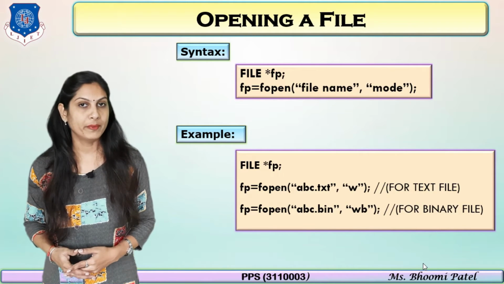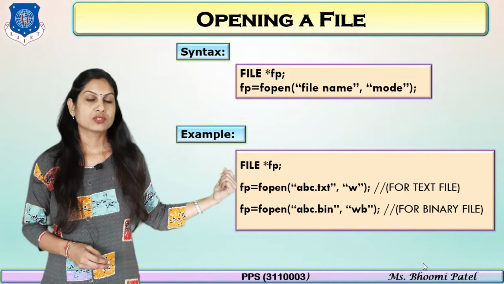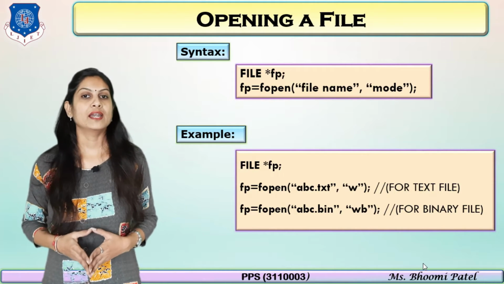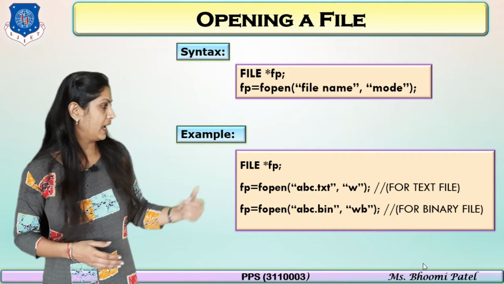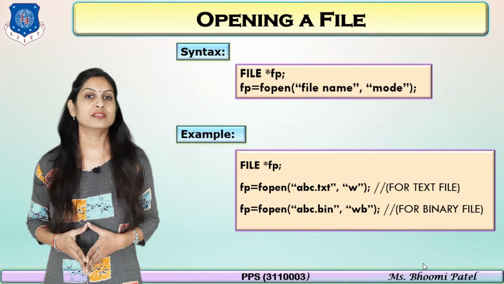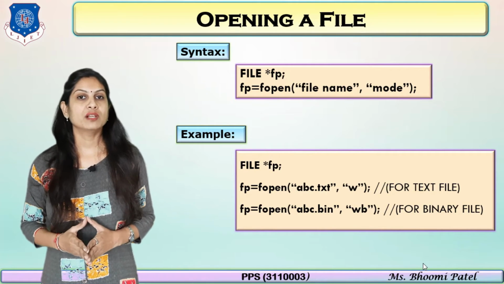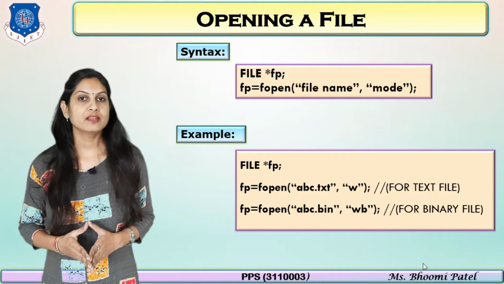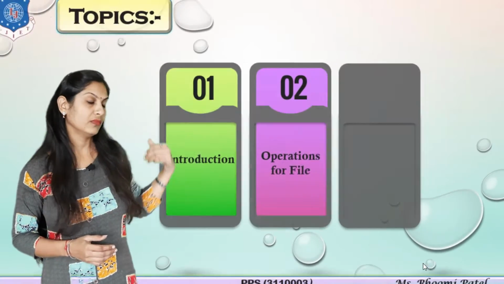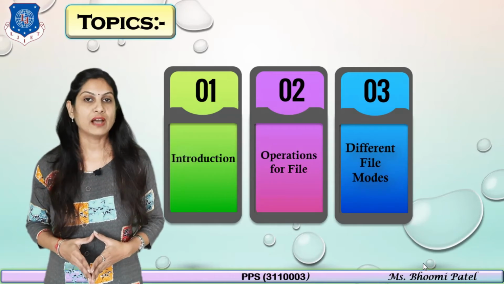fp equals fopen. Here I am considering binary files, so abc.bin. The extension is changed: if I put txt, that indicates a text file, and .bin stands for a binary file. The second parameter is wb. So instead of w, now we have to write the mode wb. Clear? Because it is a binary file. That statement will be executed, and the binary file abc will be ready to write the data in it.